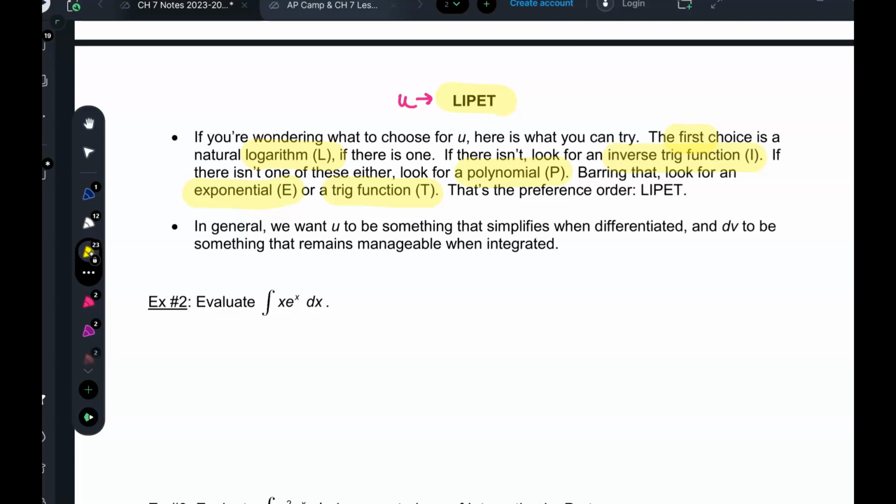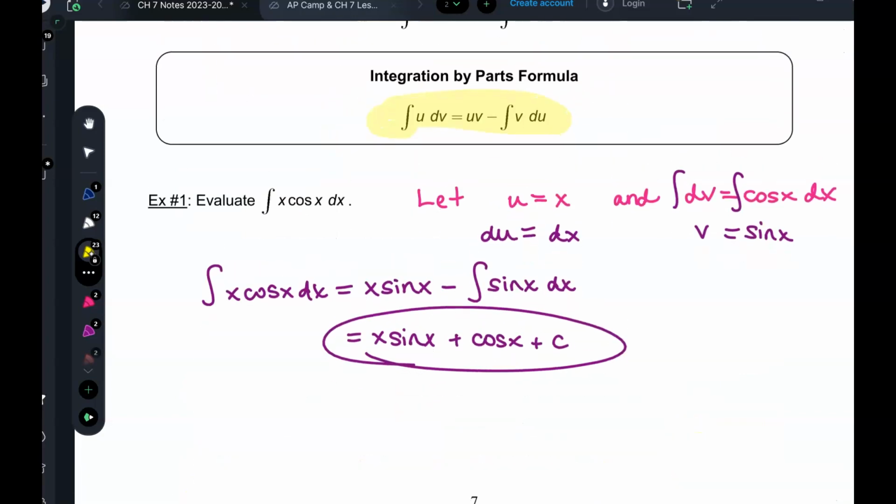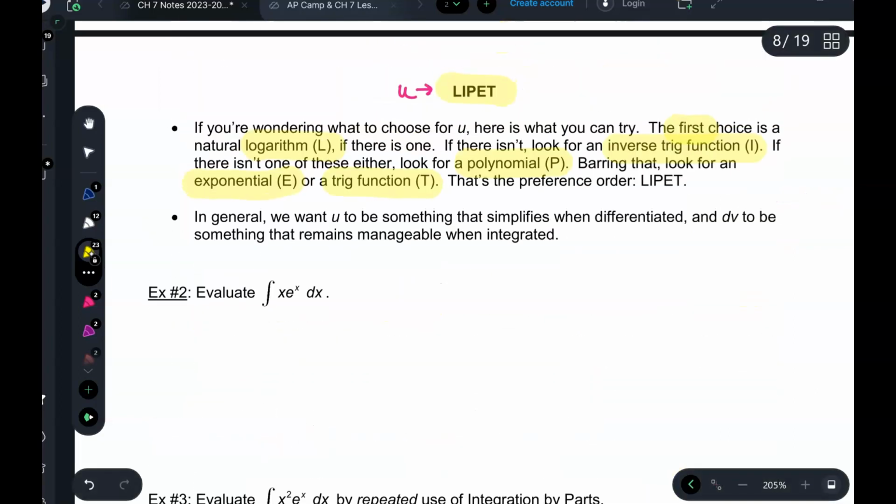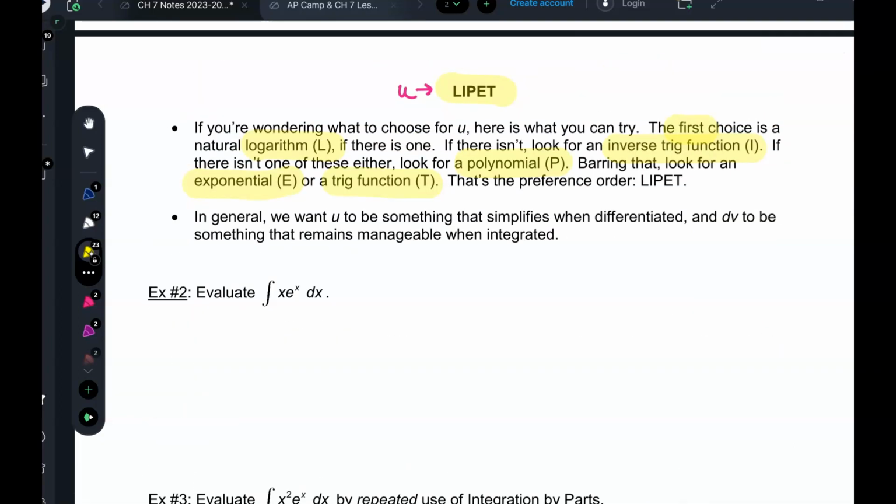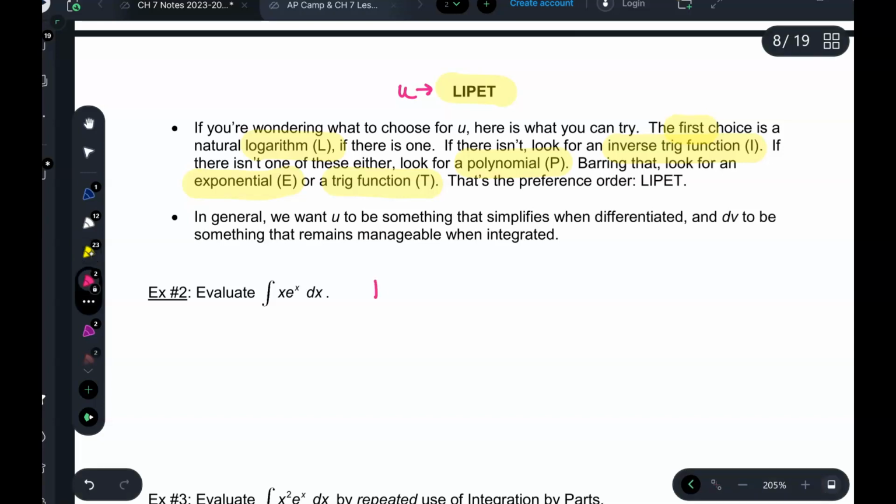Good. So looking back, x would count as our polynomial. That comes before our trig function, so that's why I chose the x. Good. All right. So LIPET. Okay, so for x e to the x, what would we choose to make u equal to? x. Polynomial and then exponential function. So x.